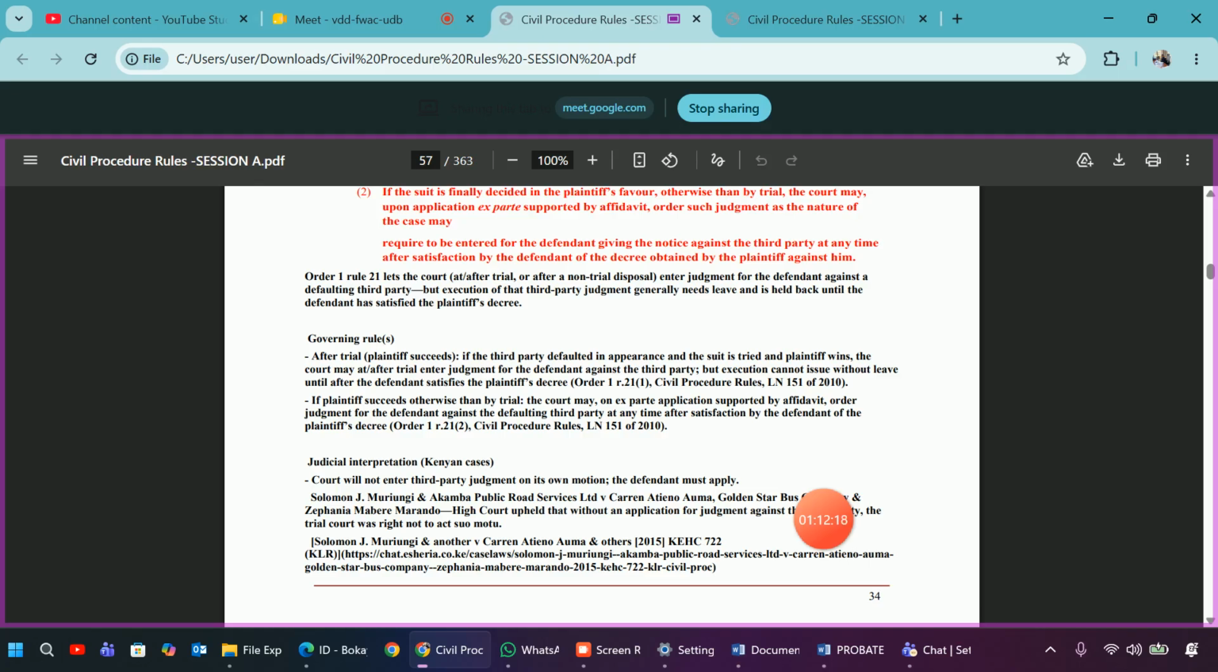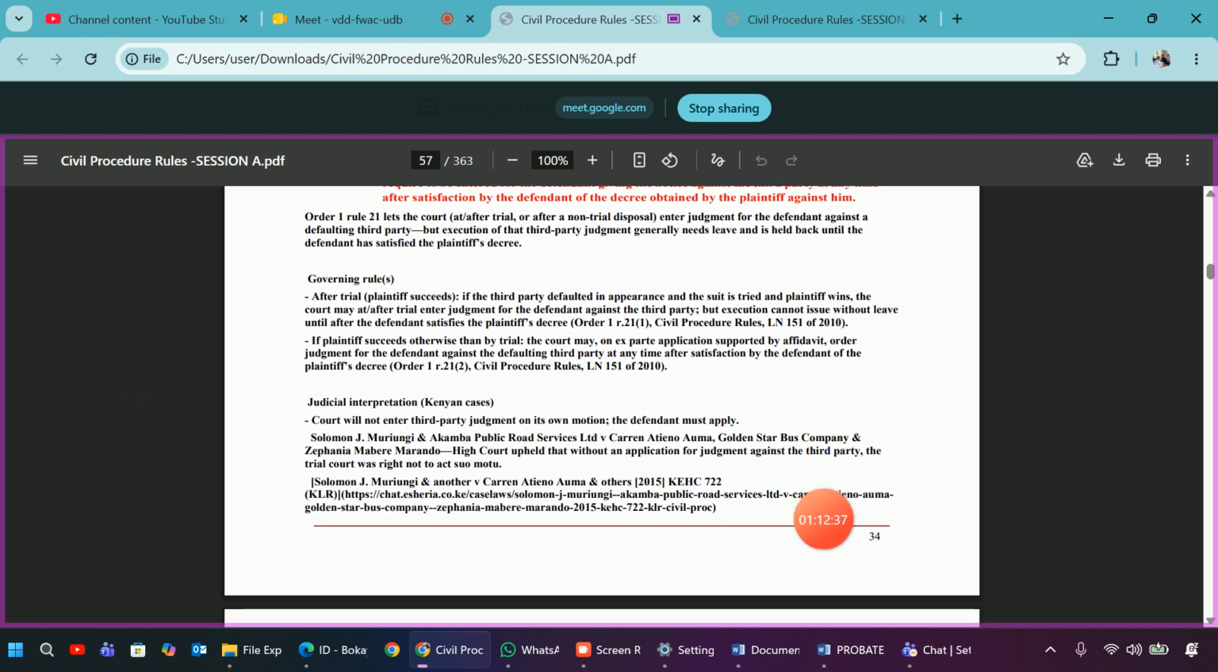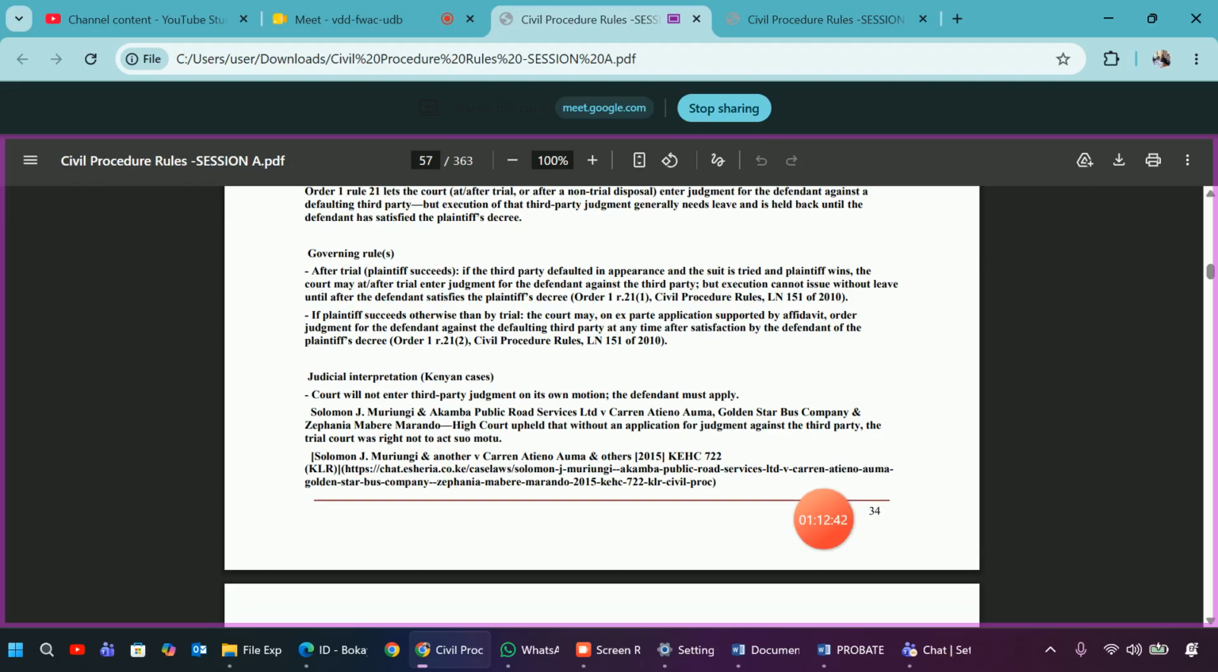Okay, so if the plaintiff succeeds otherwise than by trial, the court may, on ex parte application supported by affidavit, order judgment for the defendant against the defaulting third party at any time after satisfaction by the defendant of the plaintiff's decree. So the court will not enter third party judgment on its own motion. The defendant must apply.